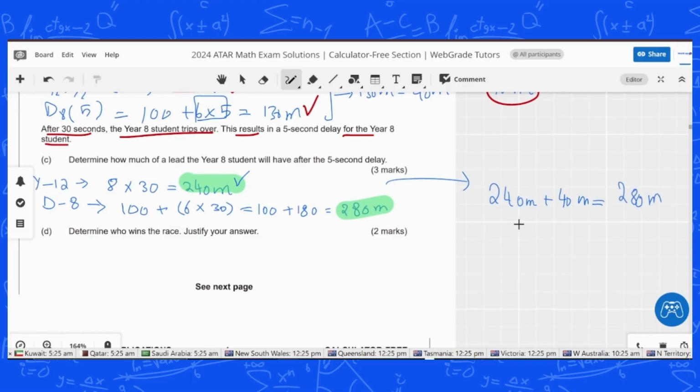So year 12 keeps running at 8 meters per second, and we just need to know that both students are at the same place, 280 meters. After the 5 second delay, the year 8 student has no lead left. That means the year 12 student caught up completely during that delay.